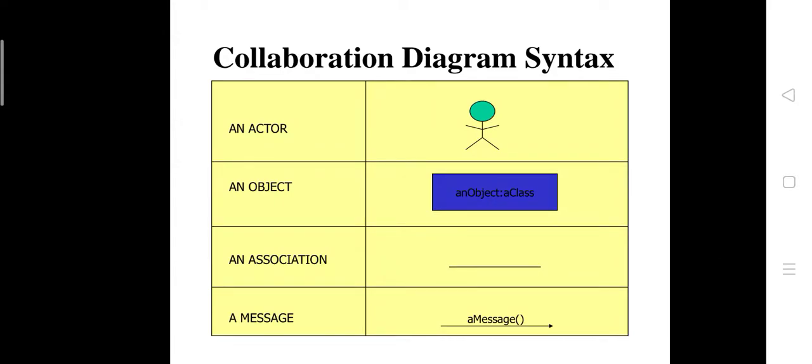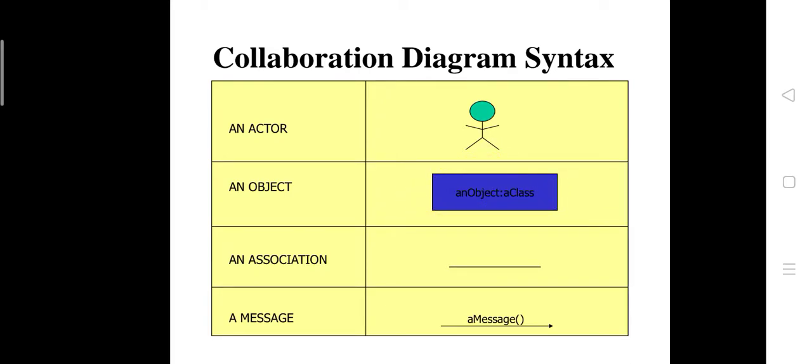Now, this is the syntax used to represent the elements of our collaboration diagram. The actor is represented with the help of this symbol. An object is represented with a rectangular box, in which there is the object name, a colon, and next the class, which is optional; you can specify it or not. It represents to which class that object belongs.